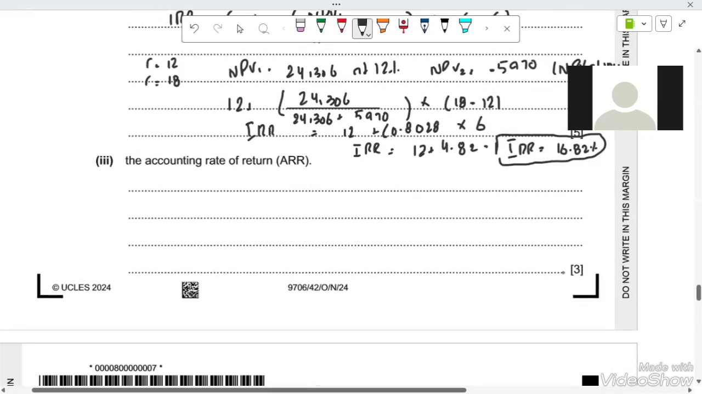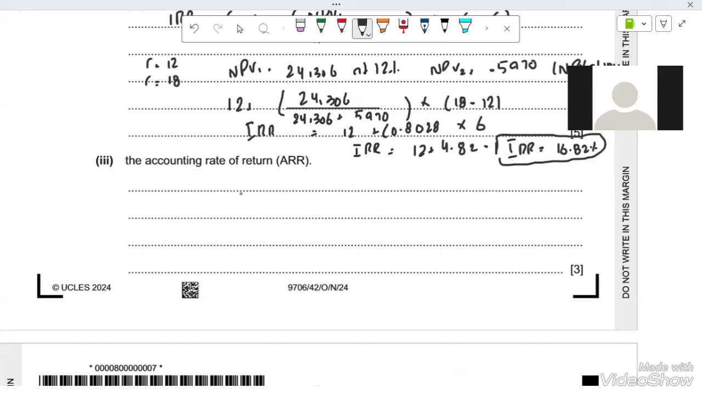Okay. Now we are going to calculate the ARR. Accounting rate of return measures the return on investment based on accounting profits rather than cash flows, and it is expressed as a percentage. First, we need to find the annual profit after depreciation, which is 27,000. In the question, the initial investment was 240,000, the depreciation method is straight line, and there is no residual value.